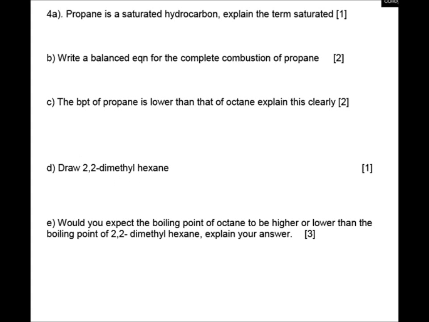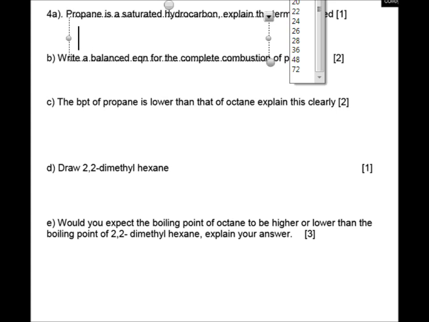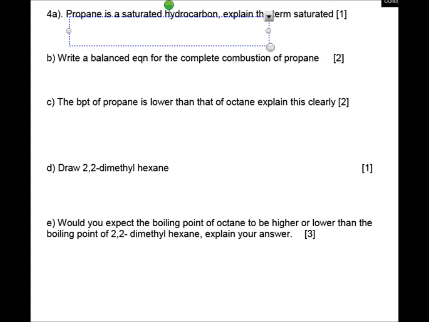Question 4. So this question is all about combustion and boiling points of alkanes. So first thing, you're simply asked to explain what the term saturated means. Saturated means contains only single bonds, so that is all you need to write. And the way to remember that is S for saturated, S for single. Unsaturated would mean it contains double bonds. So your answer would be contains single bonds only.